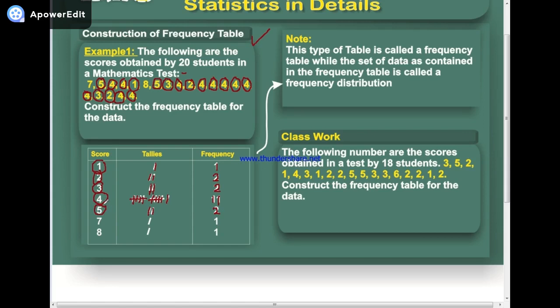So we are going to move to 7. How many times does 7 occur? 7 occurs 1 time. So we are going to draw 1 stroke and interpret it as 1. And how many times does 8 occur? 8 occurs 1 time. So we draw 1 stroke and interpret it as 1. So this is how we construct our frequency table.